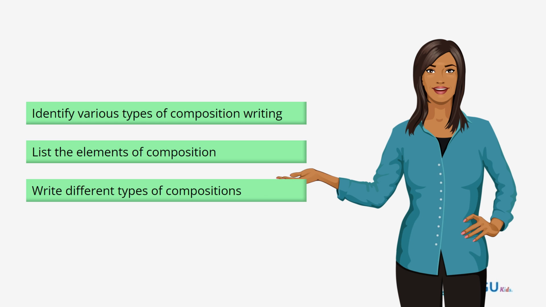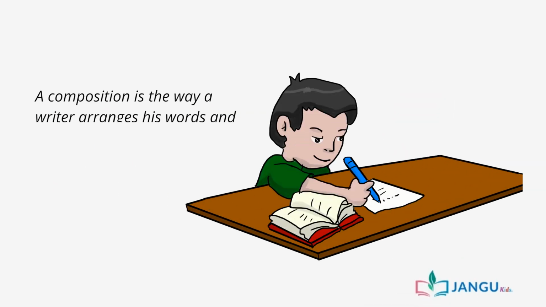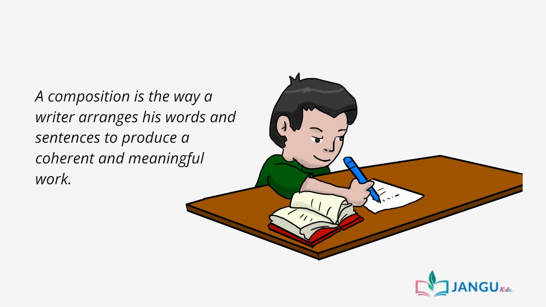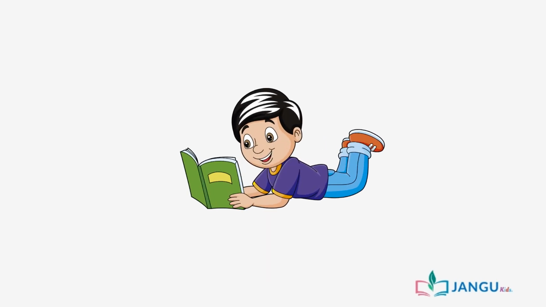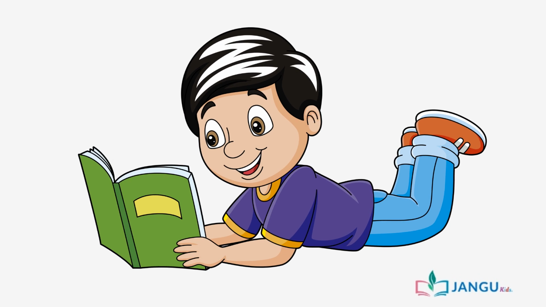Alright, let's begin! A composition is the way a writer arranges his words and sentences to produce a coherent and meaningful work. When you master composition writing, you can boast of your written communication skills. This is because many people can talk, but not everyone can logically arrange their thoughts and ideas in a sequential manner. Composition writing tests your understanding of grammar and your logical reasoning skills. This is why we study composition.